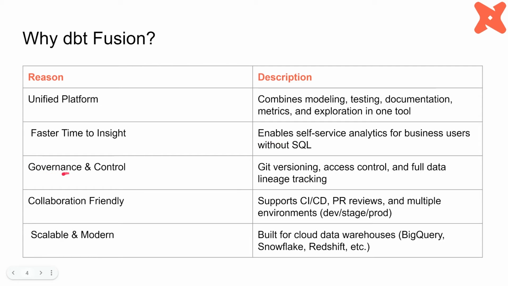Third, it brings governance and control with Git versioning, data lineage, and fine-grained access management. Fourth, it's collaboration friendly, enabling development and production environments and PR workflows through GitHub. And finally, it is scalable and modern, supporting top cloud warehouses like BigQuery, Snowflake, and Redshift. So in short, dbt Fusion is more than a product. It's a vision for the future of data work: faster, safer, and more collaborative.